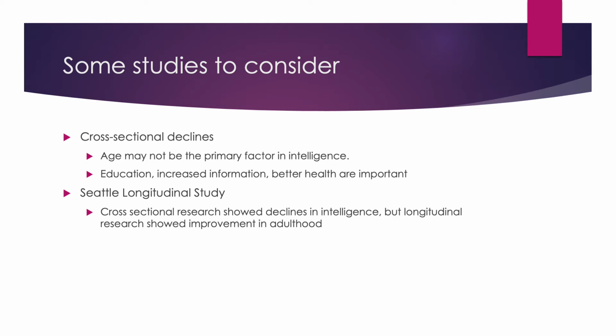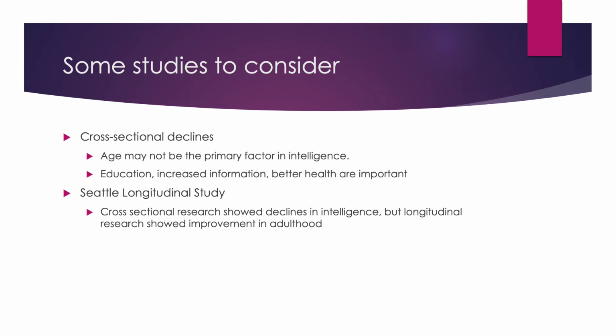Your chapter gives you two different studies to think about and consider. One talked about cross-sectional designs, and it's in a section labeled Who is Smarter, College Students or the Retiree? And they found that age may not be the primary factor in intelligence. Certainly, intelligence seemed to be impacted by improved education, increased information, and better health as all important factors. The longitudinal results could be somewhat inaccurate.